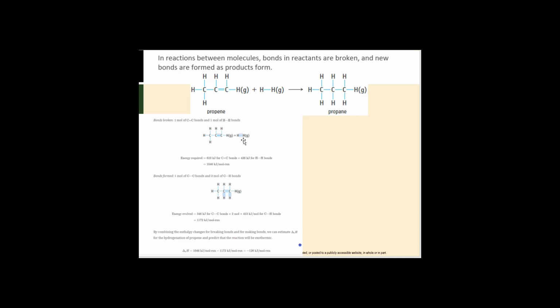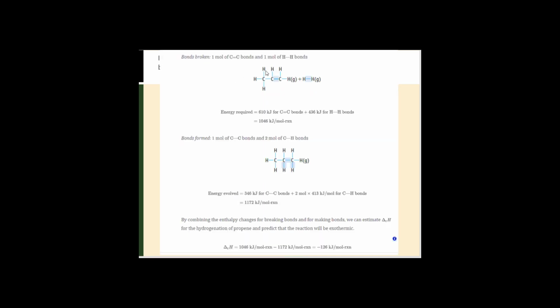So the first thing we need to do is look at what bonds are broken, and I'm going to blow this up. If we look at this, we can see that a carbon-carbon double bond is being broken. That takes energy. You would not be expected to know this, but this is a known value: it takes 610 kilojoules to break a carbon-carbon double bond. We're also breaking an H-H bond, which is 436 kilojoules. So it's a total of 1,046 kilojoules per mole required to break those bonds.